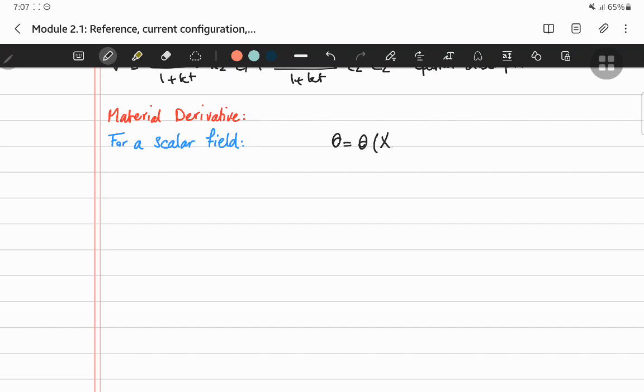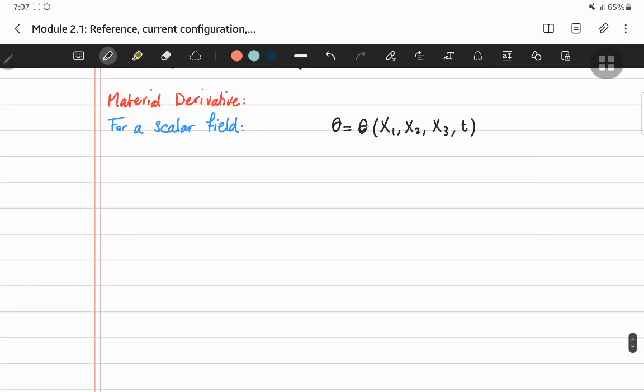It is a function of x1, x2, x3, and t. Here we're using the Lagrangian point of view, so you can put this hat in here. I just remove it because I want you to get used to this kind of notation: if we have capital X, we are referring to the initial configuration, the base configuration.